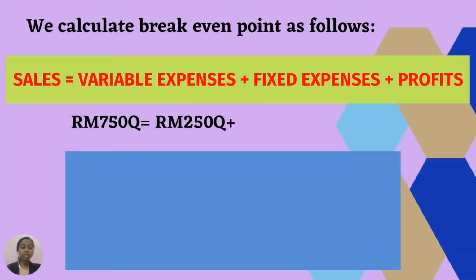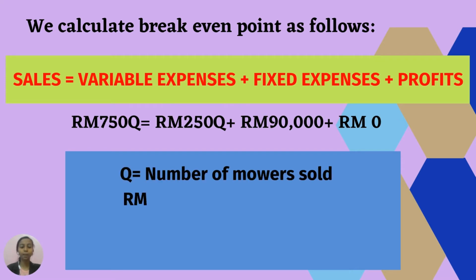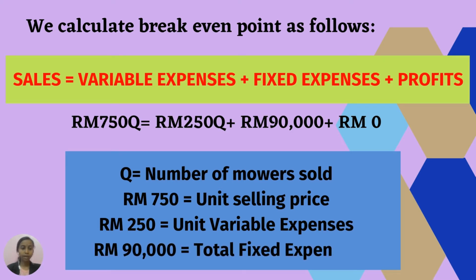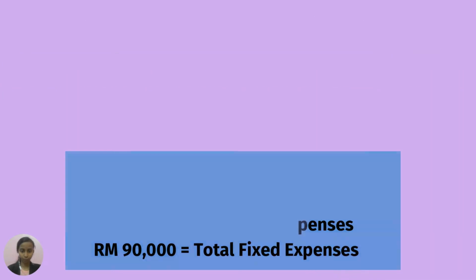Okay, I would like to use this equation, which is sales equals variable expense plus fixed expense plus profit. I substitute the above information into this equation, where 750 is the unit selling price. This Q shows the number of movers sold, known as the quantity. The 250 is the unit variable expense, which means variable expenses per unit. Fixed expenses is the total fixed expense, then profit should be 0.